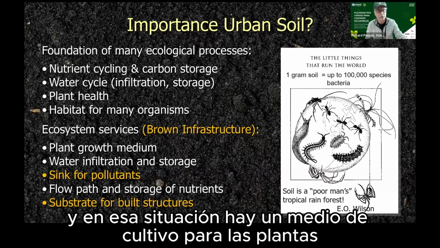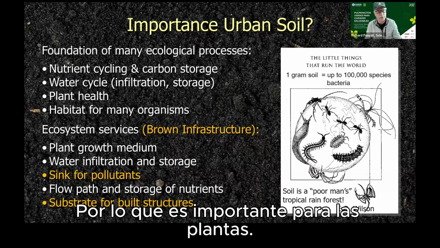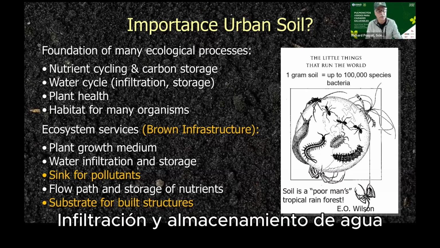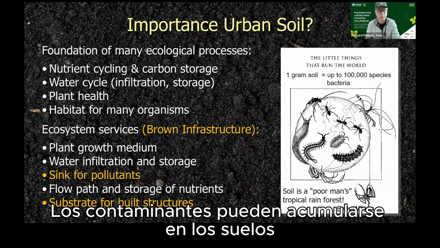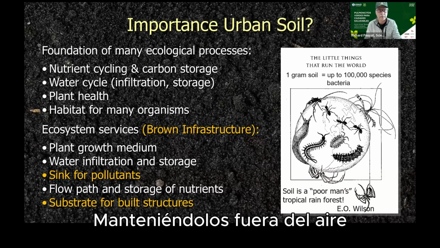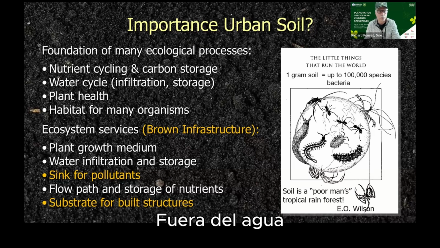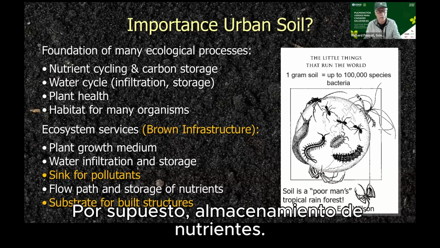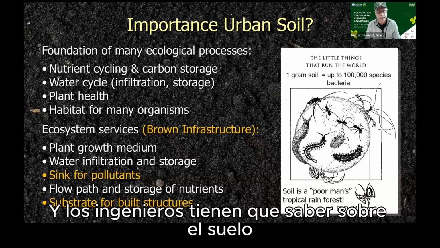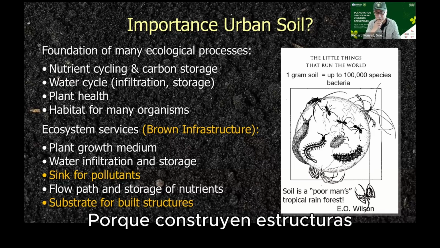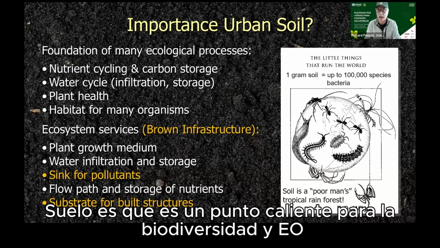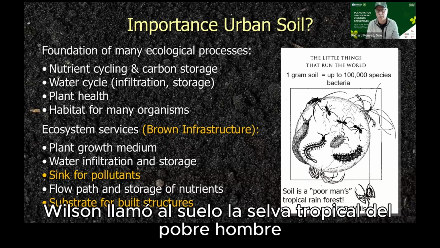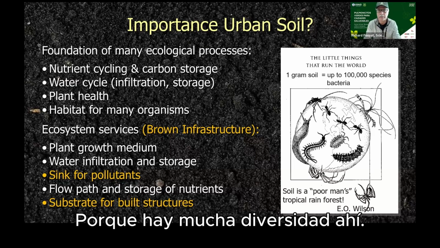And so in that situation, there's a plant growth medium, so it's important for plants. Water infiltration and storage, I gave you an example of that. Also a sink for pollutants. Pollutants can accumulate in soils, keeping them out of the air and out of water. Of course, storage of nutrients. And engineers have to know about the soil because they build structures. And the big thing about soil is that it's a hotspot for biodiversity. And E.O. Wilson called soil the poor man's tropical rainforest because there's so much diversity there.